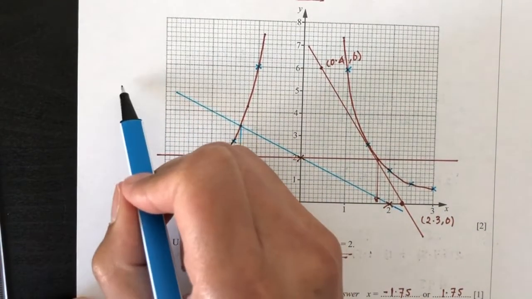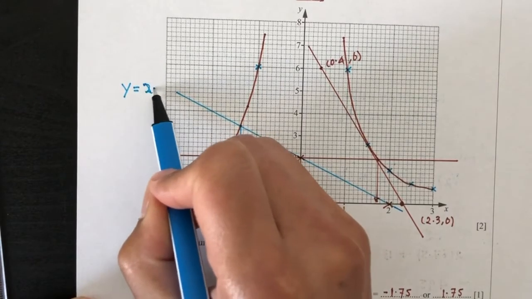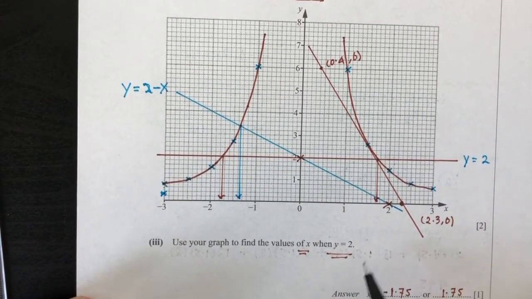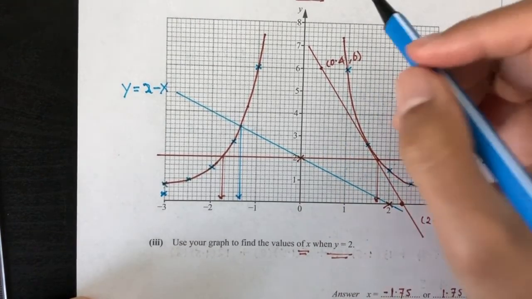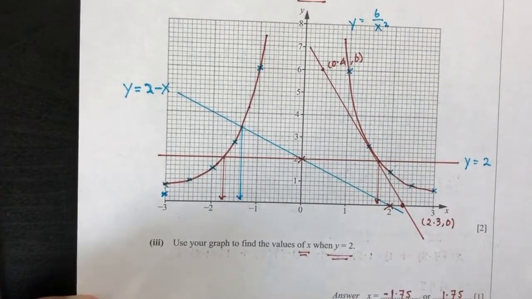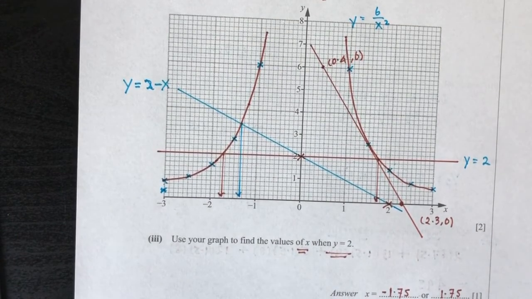Always label your line. This is the line y equal to 2 minus x. And this is your line y equal to 2. And this is your line y equal to 6 over x squared. Okay, that should be part 5. Now let's move on to part B.